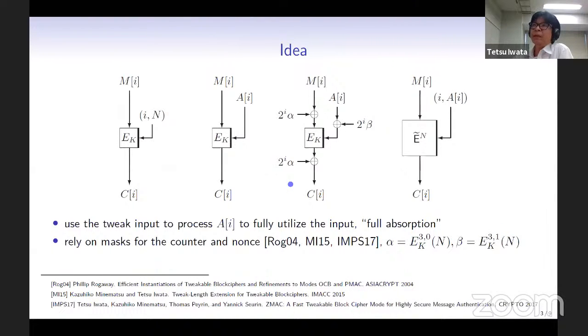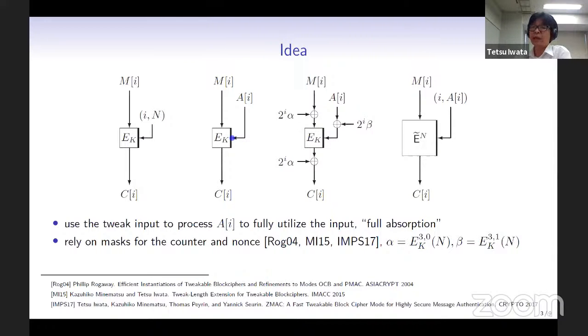So the i-th plaintext block in OCB3 is processed in this way, where the TBC, the tweakable block cipher, takes the counter and the nonce as the tweak input. And the natural idea is to use the tweak input to process a block of associated data to fully utilize the input of the tweakable block cipher and to achieve the full absorption.